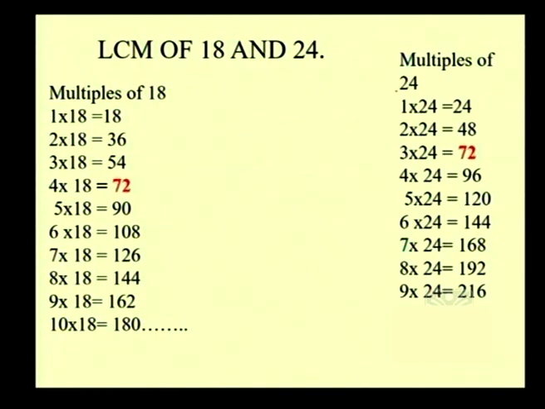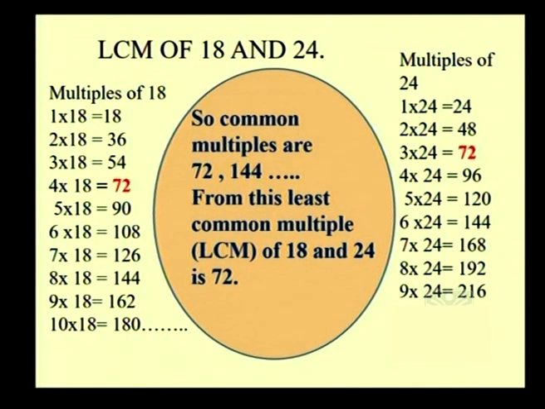And after that we are observing multiples of 24. So, 24 ones are 24, and 24 twos are 48 and 72 and 96 and 120, 144, 168, 216. When 24 is multiplied with some other numbers, we are getting 24 multiples. Then common multiples, you observe common multiples from both 18 and 24 multiples. So, here 72 is a common multiple and 144 is also a common multiple, right. So, 72 is the least common multiple.